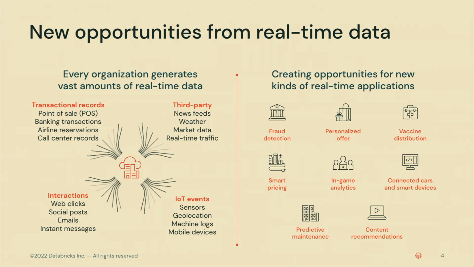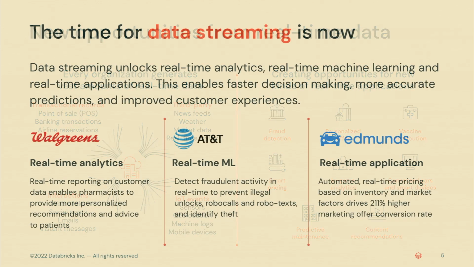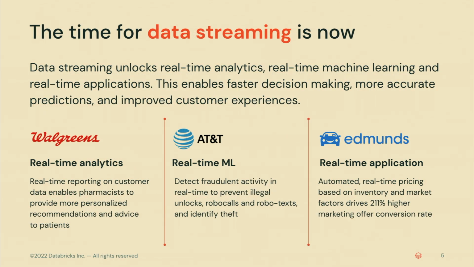And so all this new data brings opportunity to build new kinds of applications that integrate and make decisions in real time. This could be things like fraud detection, things like personalizing the offering for your customers based on the latest inventory, or offering smart pricing based on market dynamics. Or it could be predicting when a machine is about to fail and doing that as soon as possible. In other words, the time for data streaming is now.